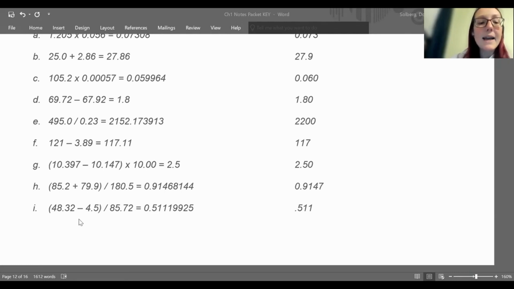Okay, and finally, I subtracted these two first. It should have only had 1 decimal place because 4.5 only has 1 decimal place. So that number had 3 significant digits, and I divided it by a number that had 4. So my final answer should only have 3 significant digits.